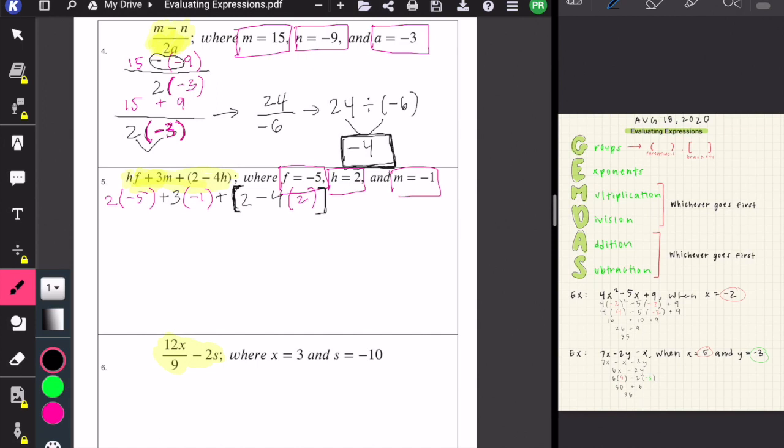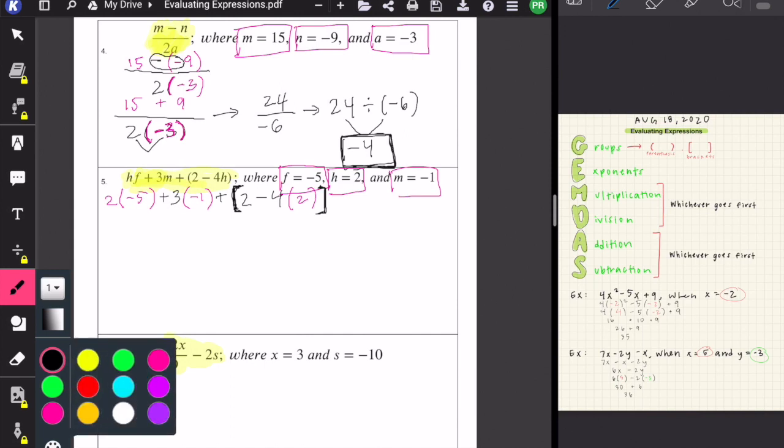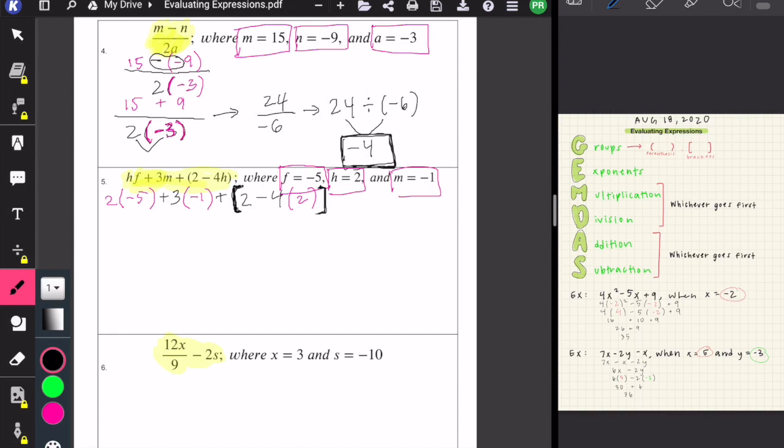Now I'm turning this parenthesis into a bracket because it just looks a lot neater. I don't want to put parentheses inside parentheses. I just like to turn the parentheses into brackets.